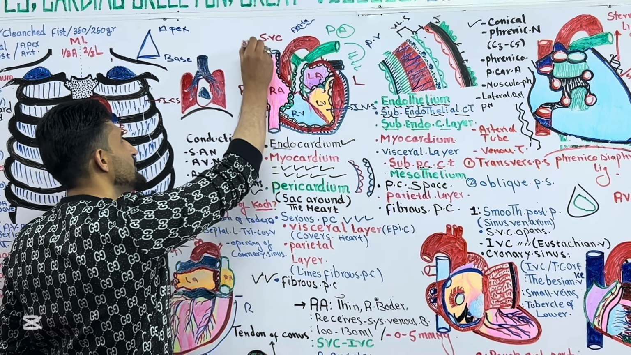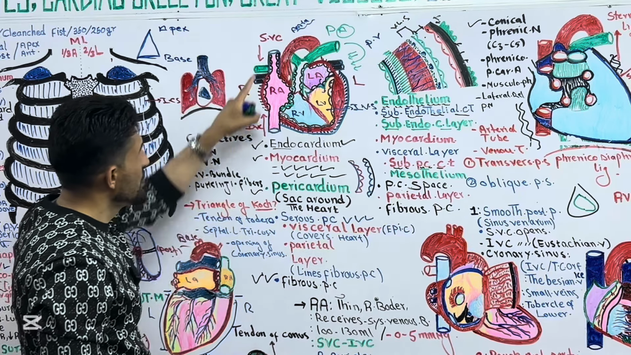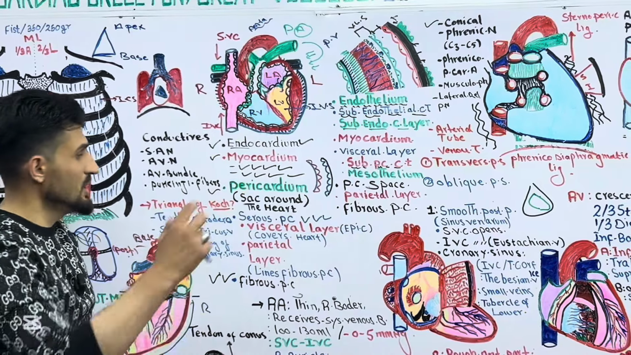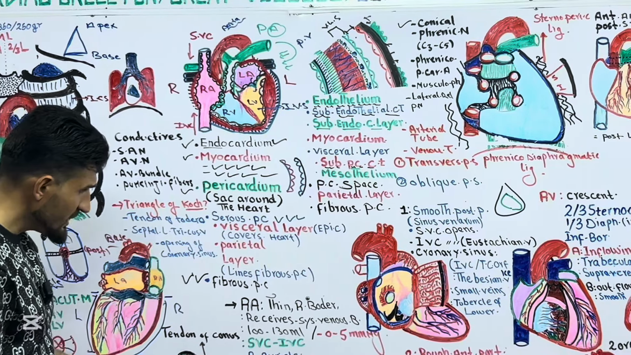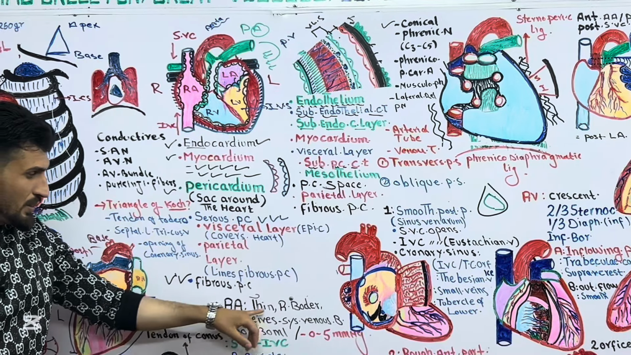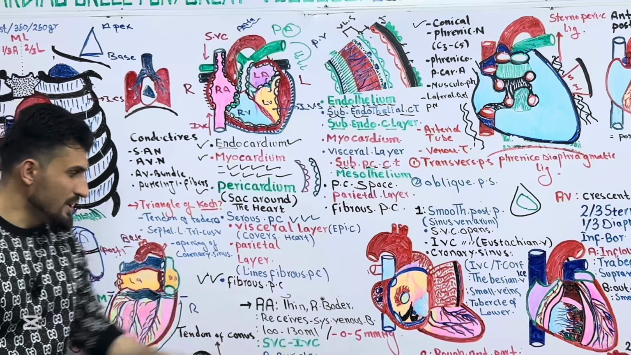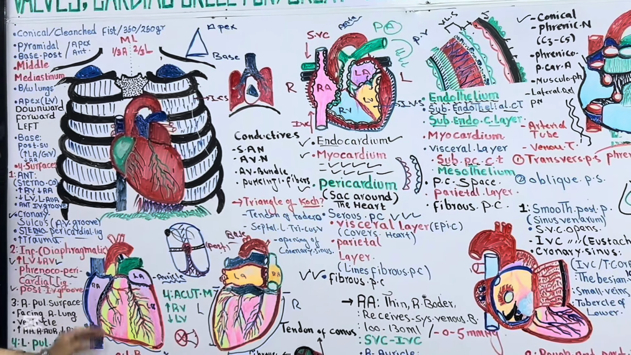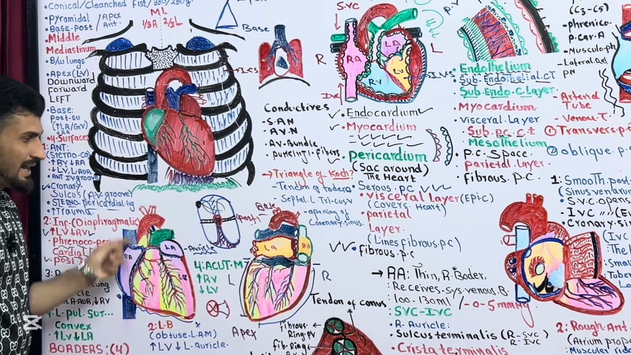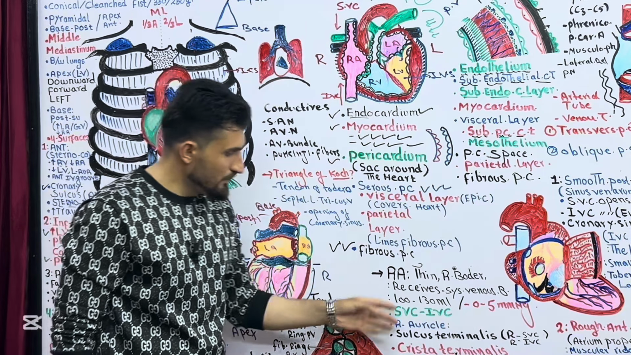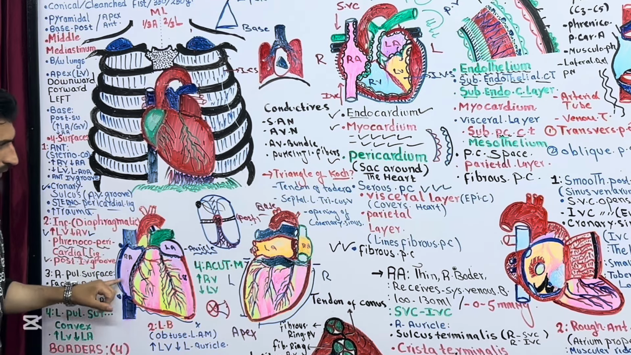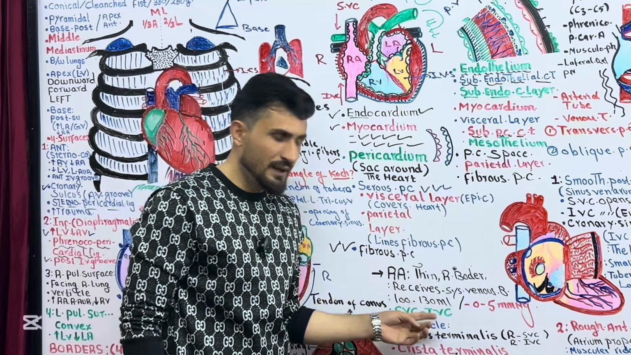It collects blood from all over the body through the superior and inferior vena cava, which we'll talk about in the physiology of the heart. Its external feature is that the right atrium is thin. It makes the right border of the heart. This is the right border of the heart. It makes a small part of the anterior surface of the heart. It extends from the superior vena cava up to the inferior vena cava.